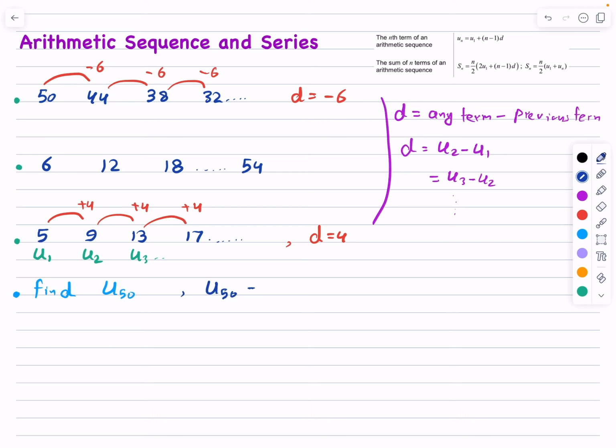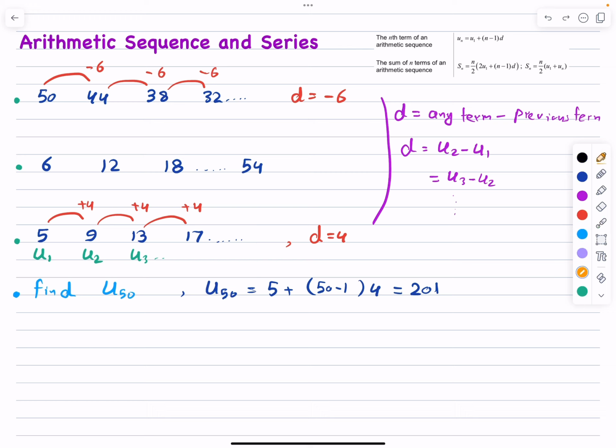If you apply this formula, U50 would be, first we have U1, which is the first term. In our question it's 5. So here we have 5 plus n minus 1. n is the position of the term. Since we need the 50th term, then n will be 50. So now we have 50 minus 1, then multiplied by the common difference D, which is, in our example, 4. And if we calculate these, it will be 201, which means if we continue these numbers, then the 50th would be 201.